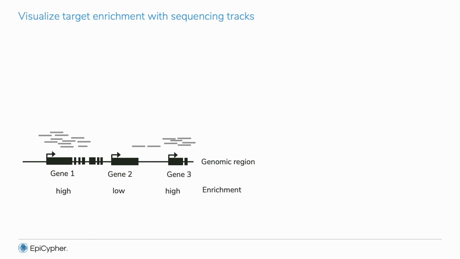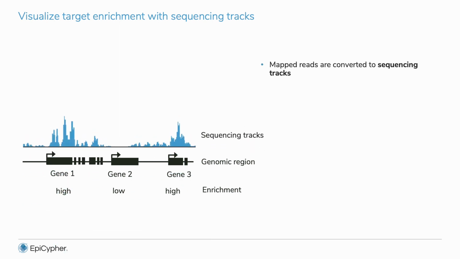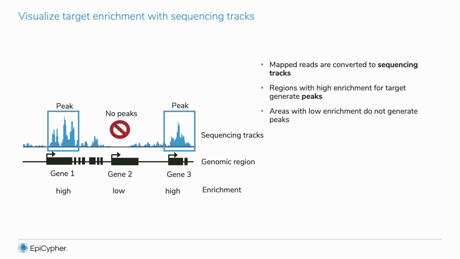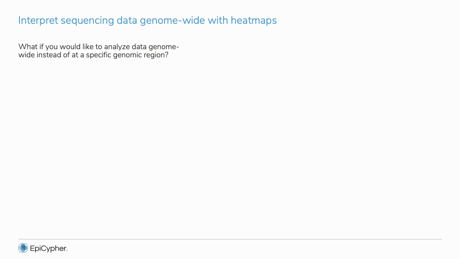Aligned reads are normalized and converted to something called sequencing tracks, which show the average signal at each site in the genome based on the quantity of mapped reads. Genomic regions with more mapped reads generate peaks in sequencing tracks, while areas with low enrichment do not show peaks. These tracks are generated for the entire genome, meaning you can look up any gene you want and see how much of your target is bound. There are many other ways to analyze sequencing data.